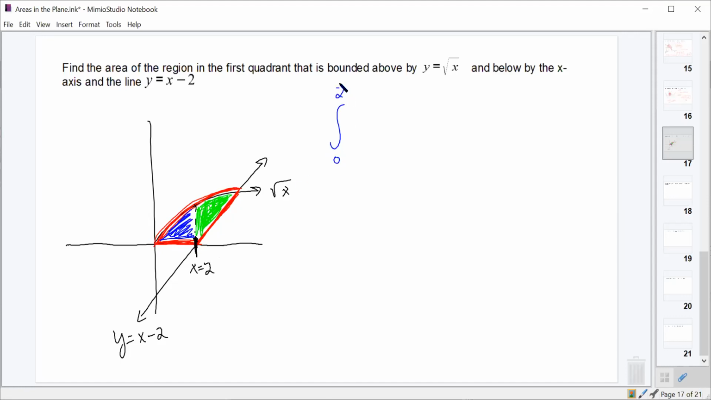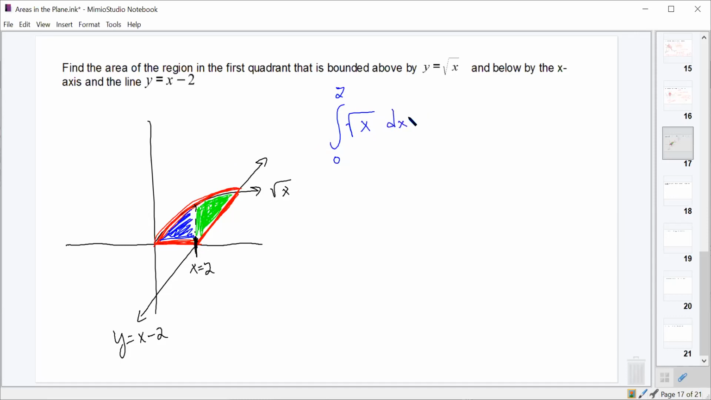Okay, we need to integrate from 0 to 2. And what's the upper function? Root x, right? And what's the lower function? It's just the x-axis. So do I need to subtract anything? No, it's just root x.